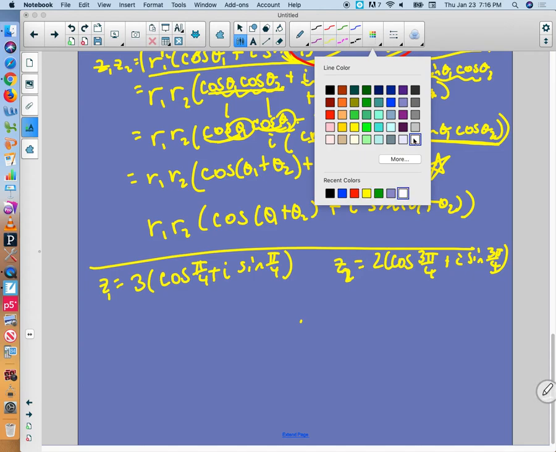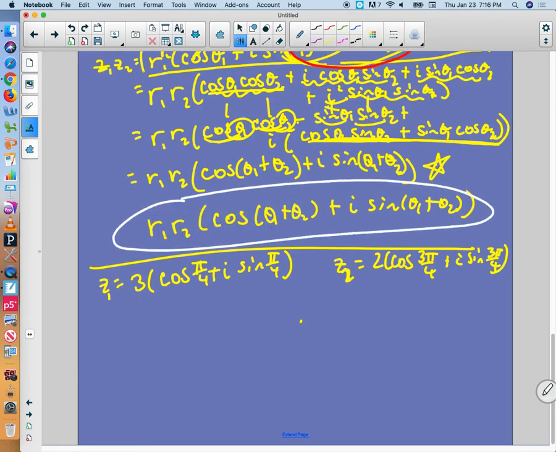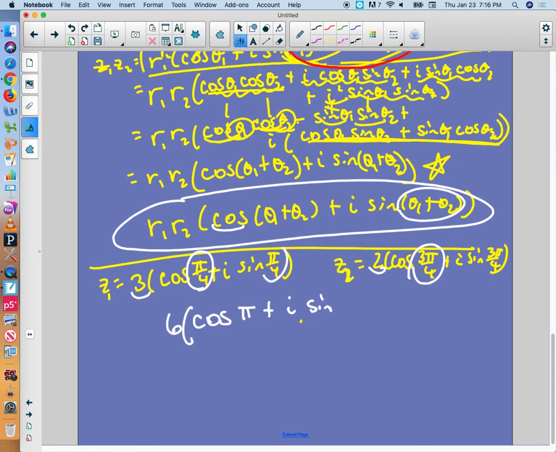Okay, I'm going to use this. So you multiply your radii together and you get 6. And then you say cosine and you add your angles. Pi over 4 and 3 pi over 4 is 4 pi over 4. And then with sine, you also add your angles. Sine of pi. And that would be your answer.